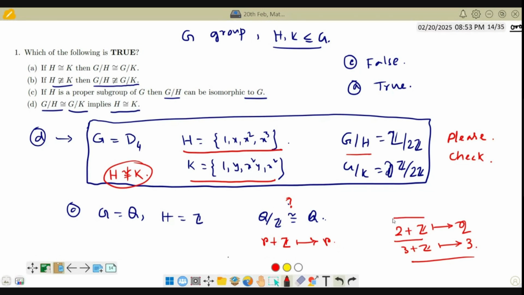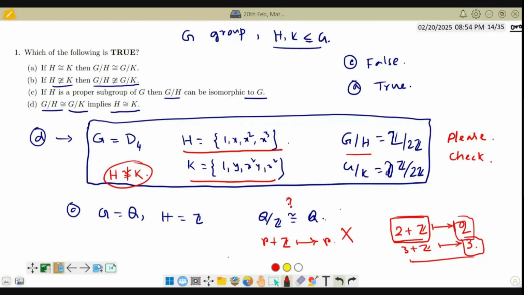Here this element is the 0 element, right? In this quotienting, this is the 0 element. So all those 2 and 3, how will it be well defined? This is not possible.